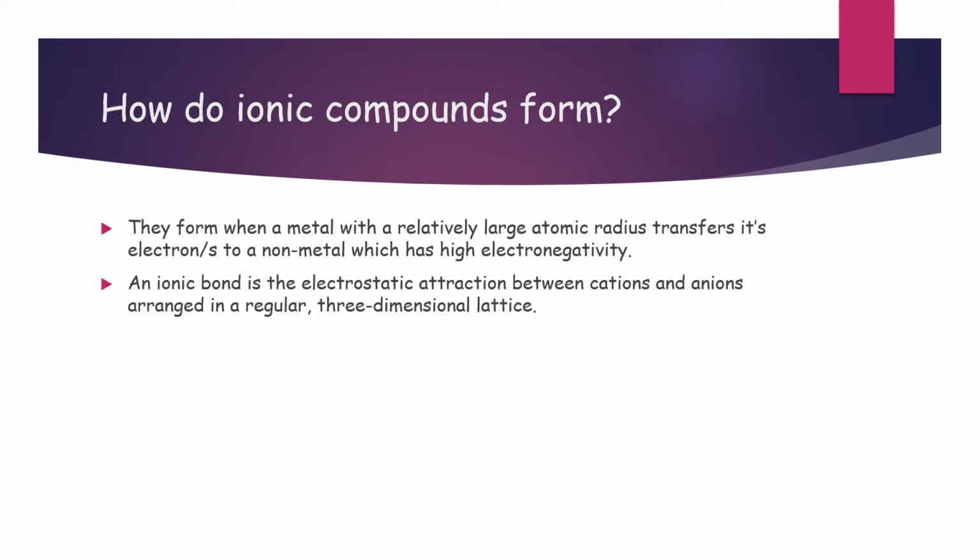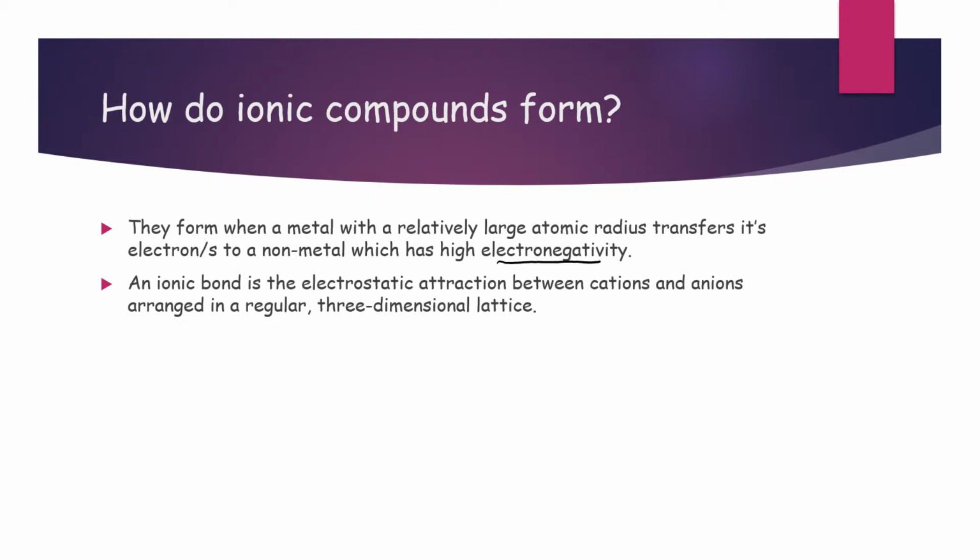So how do ionic compounds form? Normally when you have a metal, and remember there is the exception of the ammonium ion, it has a relatively large atomic radius, which means it doesn't hang on to its outer shell electrons very tightly. So it tends to transfer its electron or electrons from the outer shell to a non-metal which has a high electronegativity. Remember, electronegativity means your ability to attract an electron within a bond, and non-metals have really high electronegativity. So an ionic bond forms, and it's an electrostatic attraction between cations and anions arranged in a regular 3-dimensional lattice.